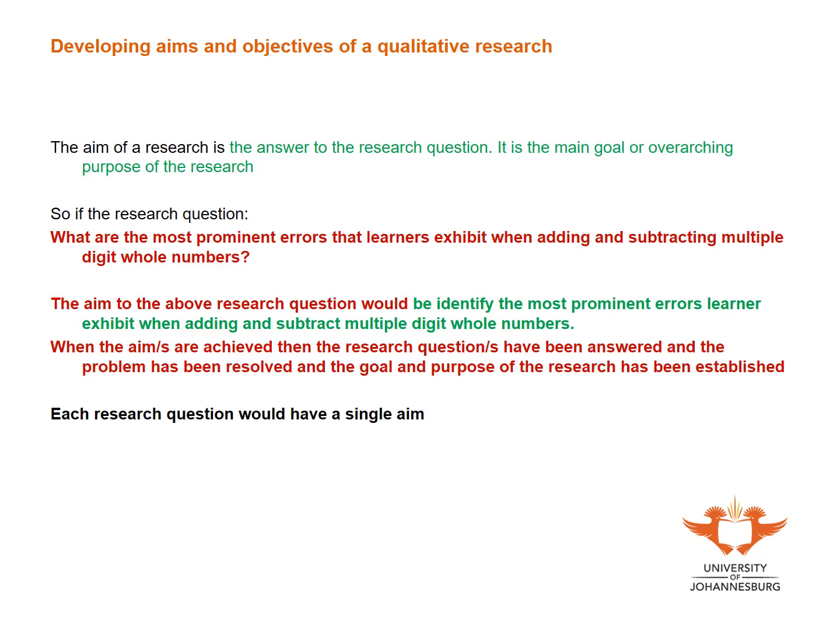Then let's look at how we develop our aims and objectives in qualitative research. First, we need to know what is an aim in a research. The aim of a research is the answer to the research question. So the answer to the research question really is the aim of that research project. It is the main goal or overarching purpose of the research.